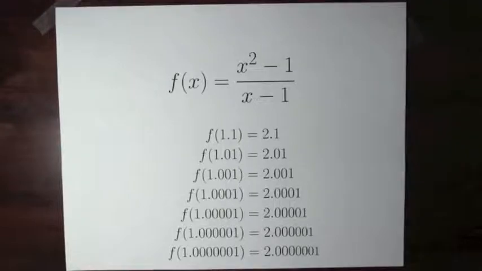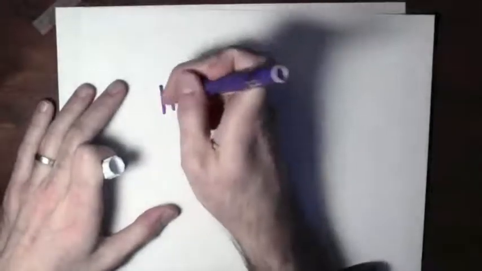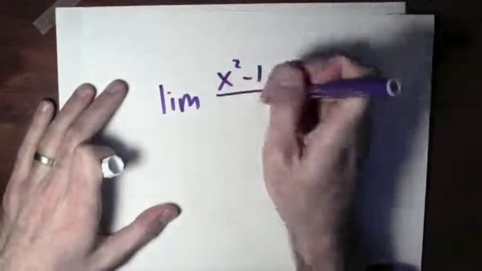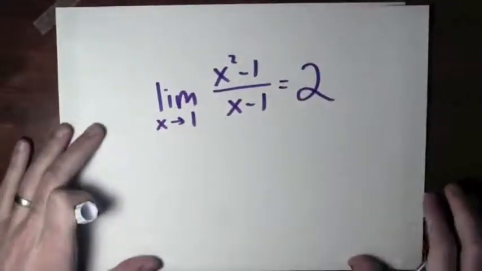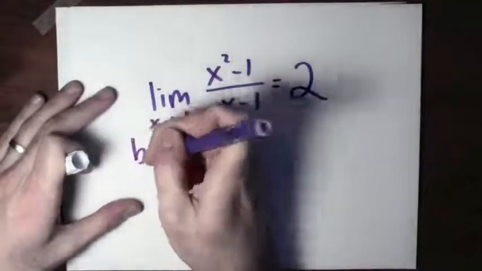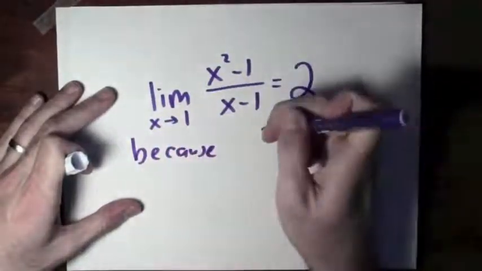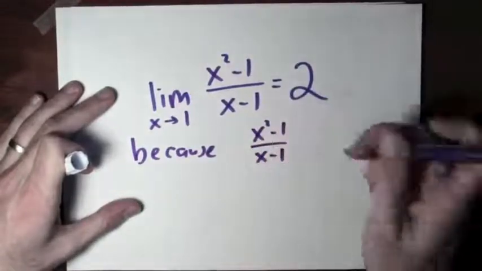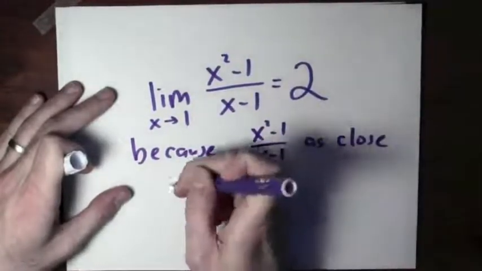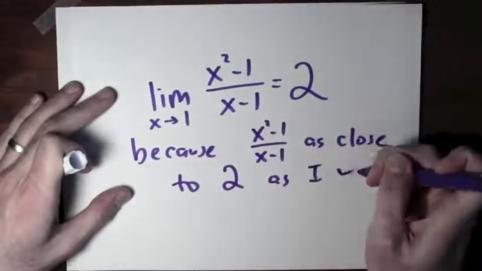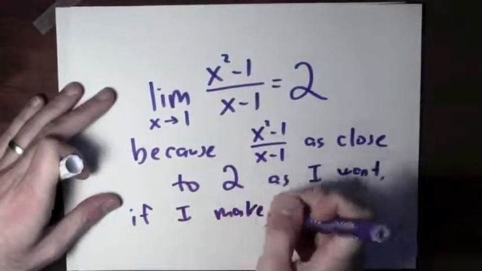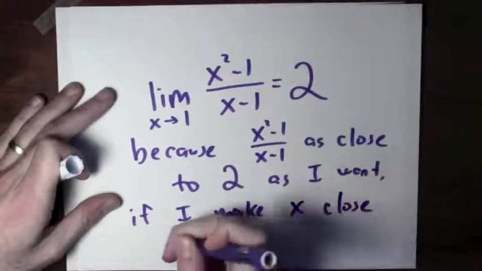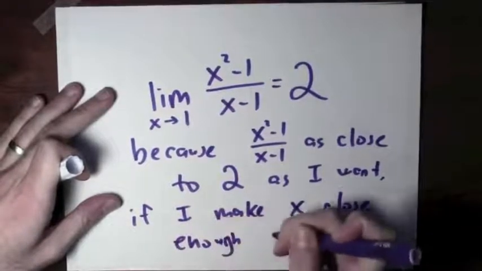I could summarize this situation by saying the following. The limit of x squared minus 1 over x minus 1 as x approaches 1 is equal to 2. Why is that? Well, this is because I can make x squared minus 1 over x minus 1 as close to 2 as I want if I make x close enough to 1.